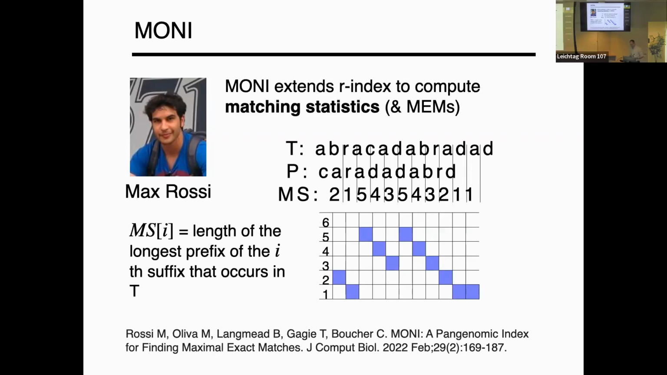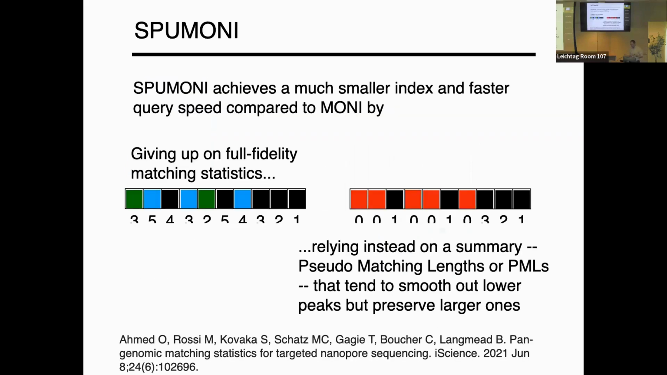Okay, good. Everyone's good. So we adapted that approach, which was called MONI, developed by Max, and we developed a new approach, which we called SPUMONI, which was streaming pseudo MONI. And we took one slight tweak to the idea of computing the matching statistics. We said that's a little bit too much effort. We instead are going to be satisfied with computing something else called pseudo matching lengths, which, if you have a variety of different lengths of matching statistics, in some sense reduce your dynamic range so that the short matching statistics get rounded off close to zero, and then the longer ones still sort of peak up.